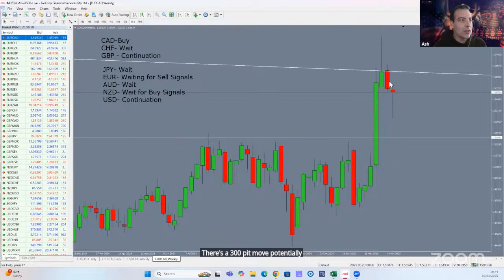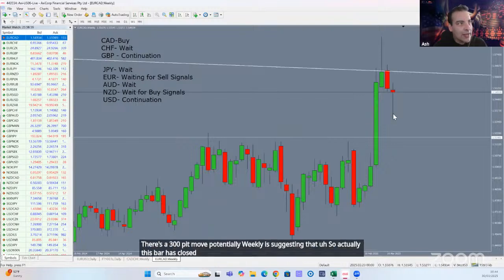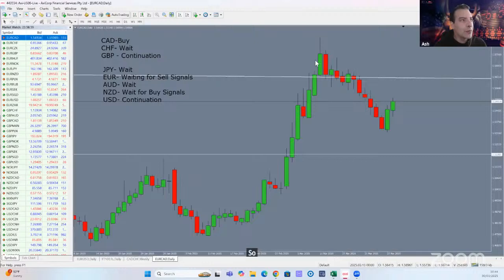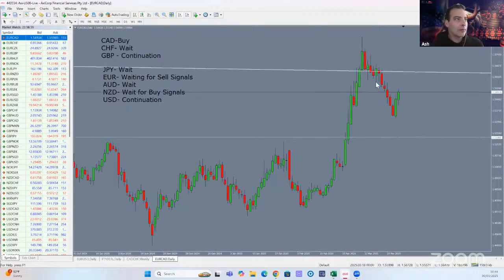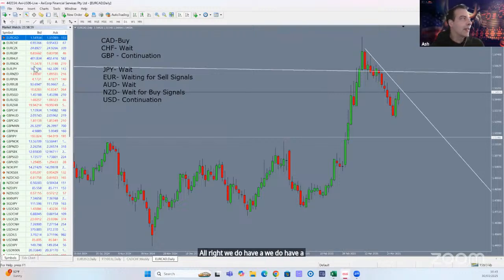Weekly is suggesting that, so actually this bar has closed. Last week it attempted to get down, but it bought back up again. But it's a little bit indecisive because it also tried to push up. So let's see if we can get anything from the daily. It's going to zone out a little bit. Right, we do have a trend to the downside with the daily.